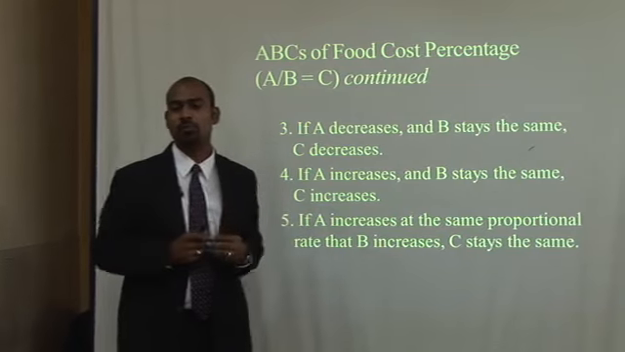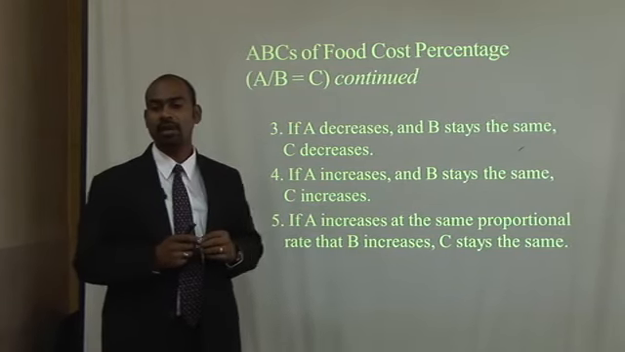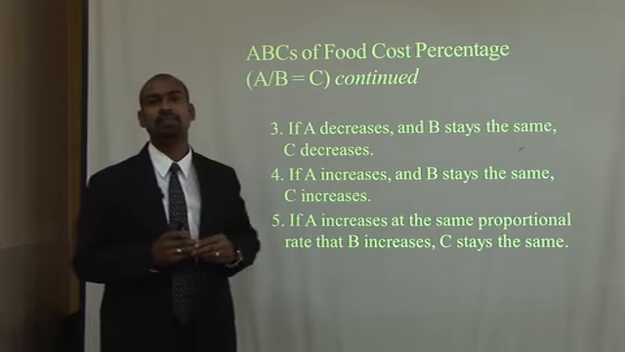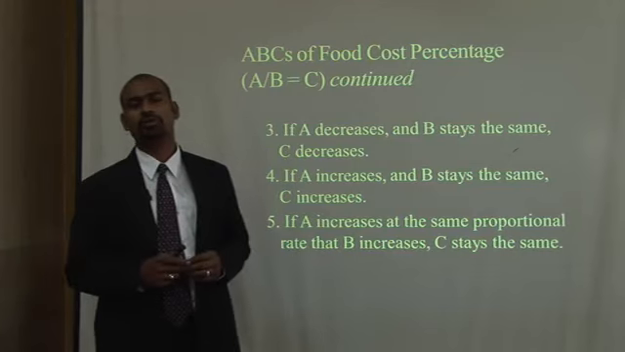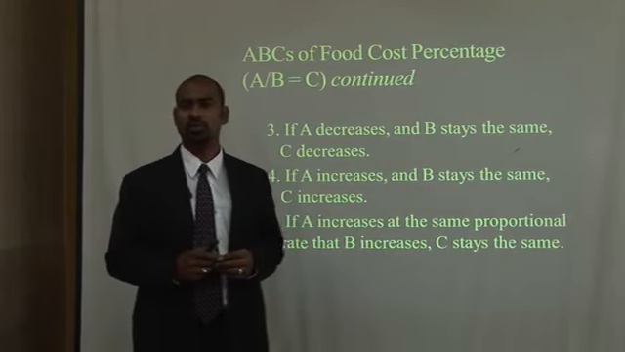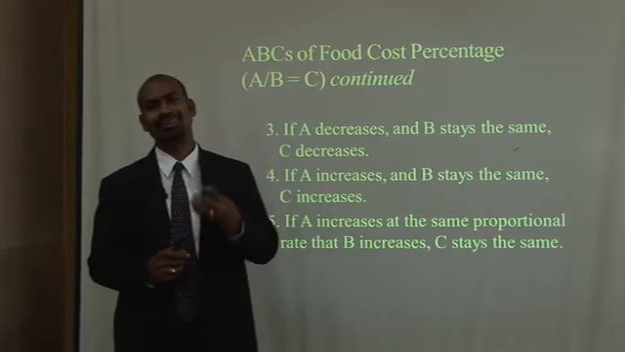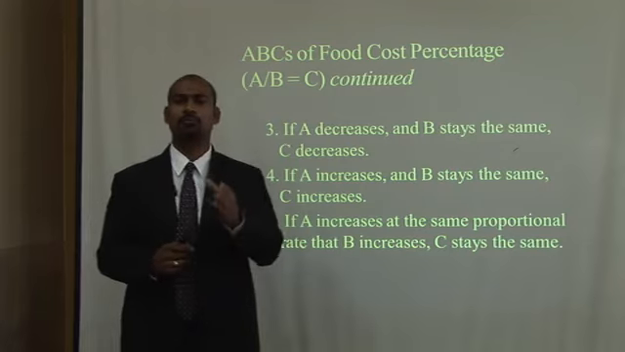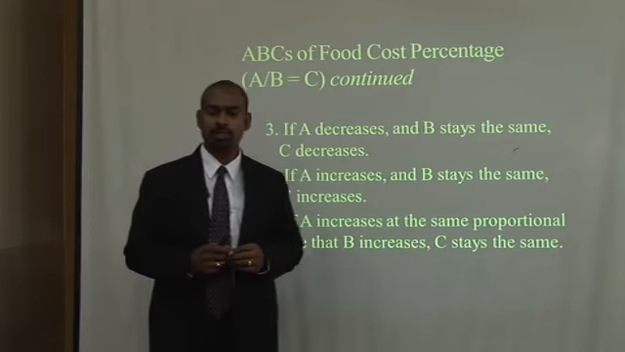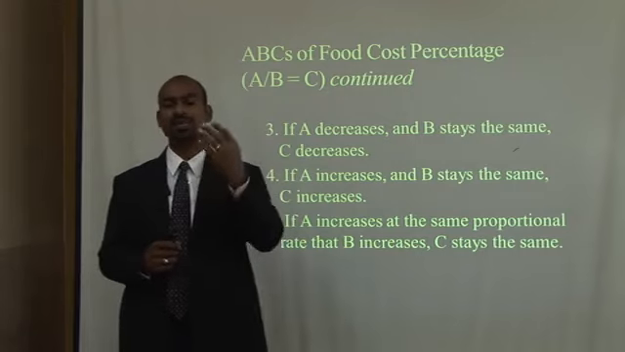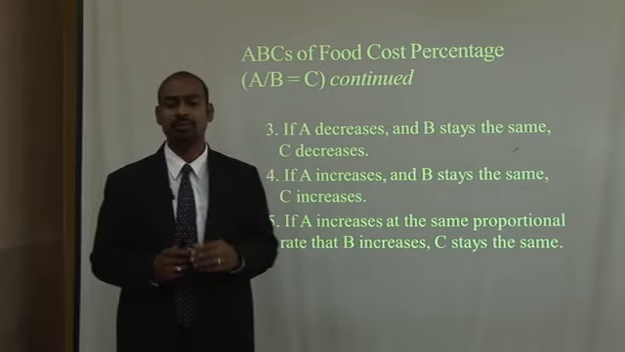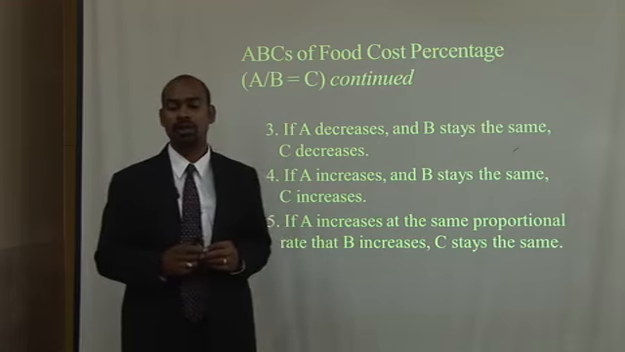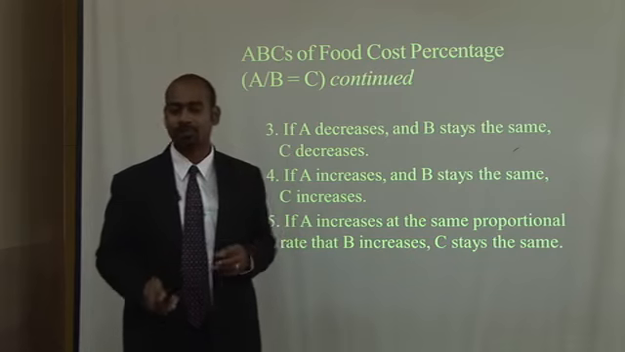Now the ABCs of food cost percentage continued, again A divided by B equals C. If A decreases and B stays the same, C decreases. We have spoken about food cost being variable. Why is food cost variable? If the food cost is decreasing and the sales are decreasing, in the same manner the food cost percentage would be consistent. And the fourth is, if A increases, food cost increases, and the sales stay the same, then C will increase. If A increases at the same proportion rate as B, C stays the same.